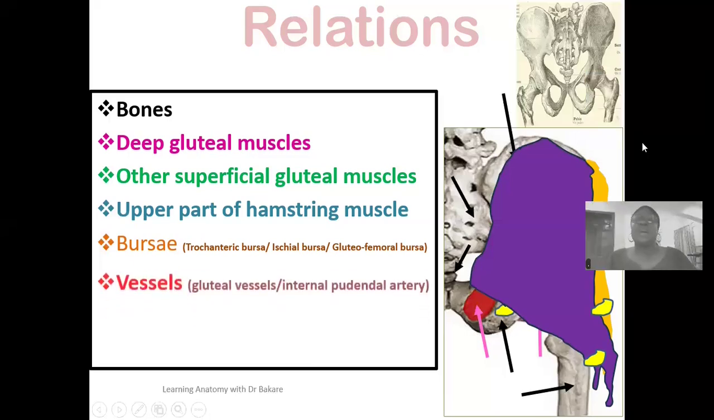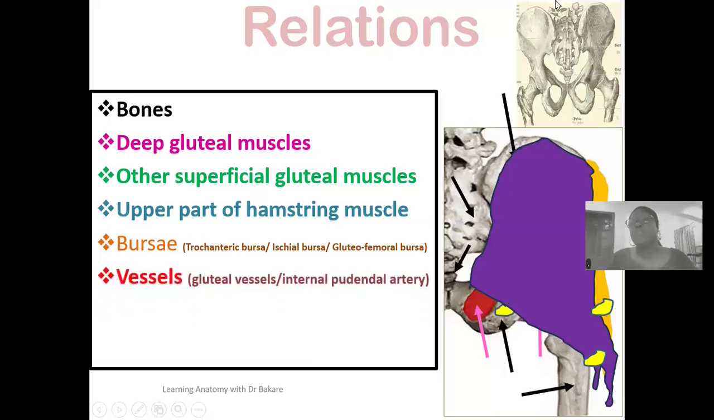The other structures that we have are vessels. If you use this upper image here, this is where we have the posterior view of the bony pelvis. And at this posterior region is where we have the gluteus maximus located. If you go deep within this region, we have the greater sciatic foramen. This is the greater sciatic foramen here highlighted in blue. And inferior to the greater sciatic foramen, we have the lesser sciatic foramen.